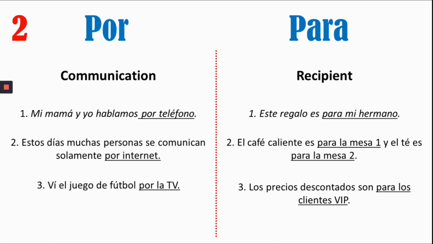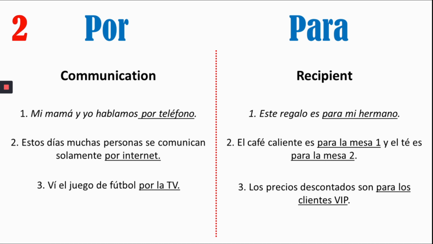Now, let's go back to the word por for a second here. Because like we said before, we will use por to describe the routes that we are using. And here, in communication, we are doing that. We are describing the route that our communications are going through. In the example number 1, our communication is going through the telephone. In number 2, through or via internet, right? And number 3 is the TV.